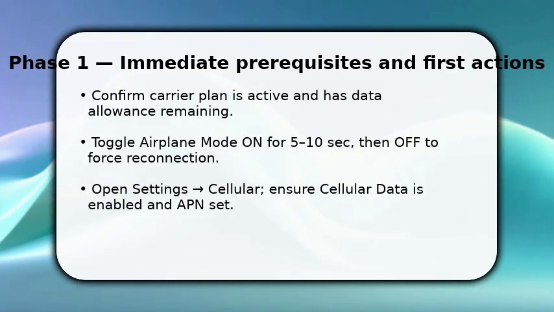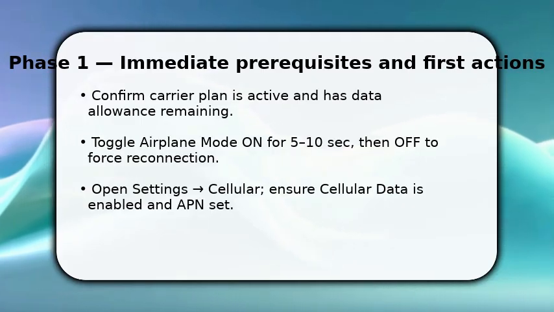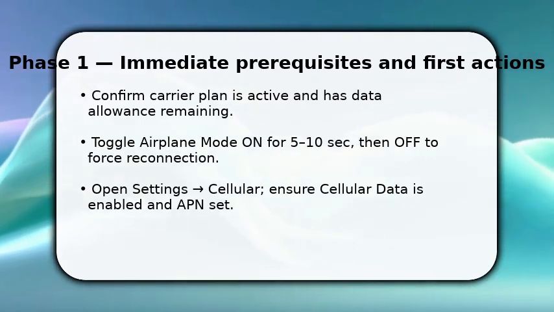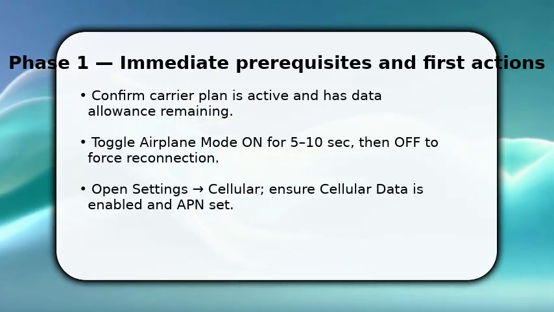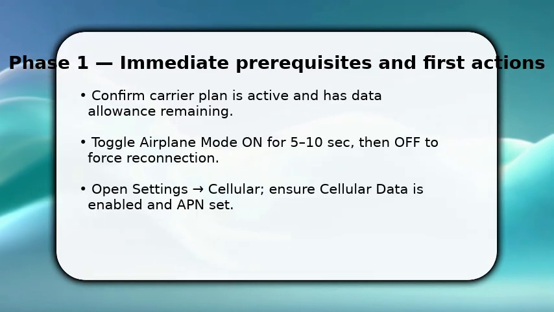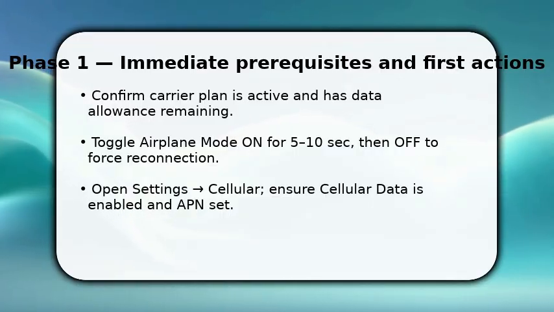You begin by verifying essentials. Make sure your carrier plan shows active data, because no settings fix a suspended account. Once confirmed, toggle airplane mode on for about 5–10 seconds, then turn it off to force a fresh link to towers. Next, go straight to Settings and open Cellular.